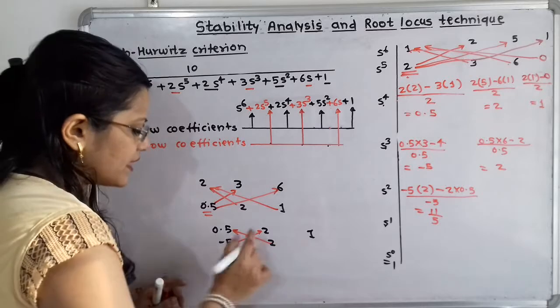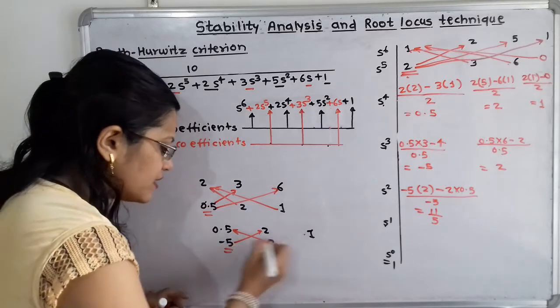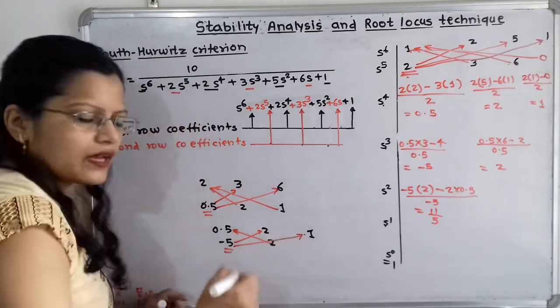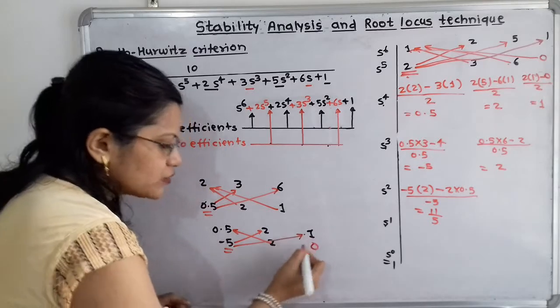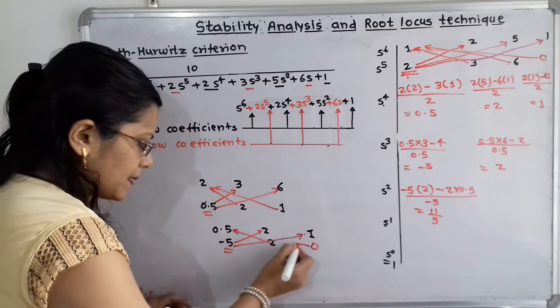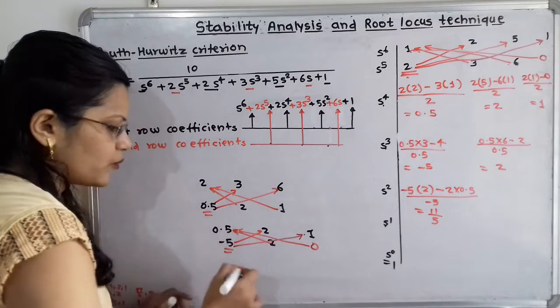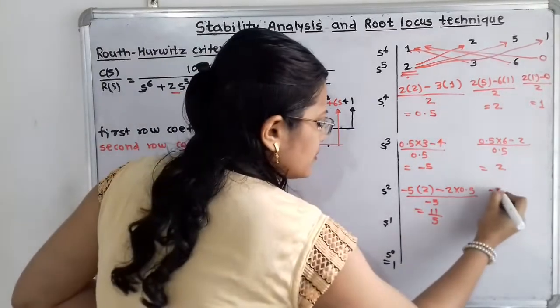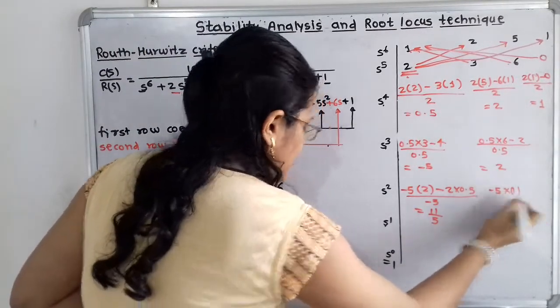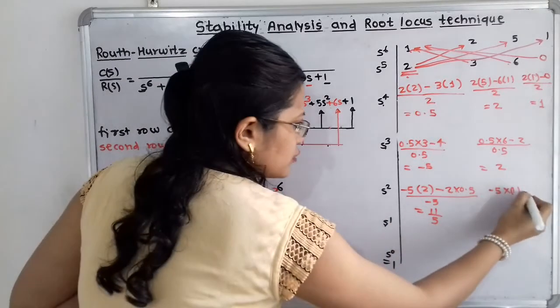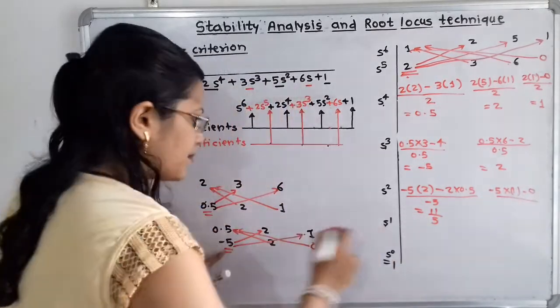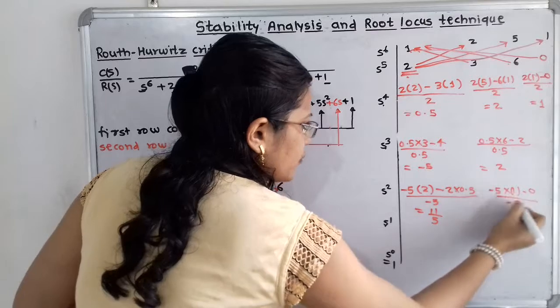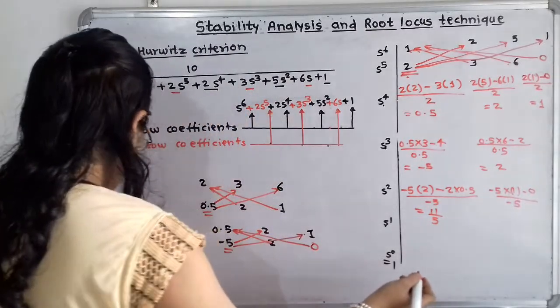Then we will move to the next. So again minus 5 into 1. Now here no number is there, so we will select 0. Then minus 0 into 0.5. So minus 5 into 1, and 0 multiplied by anything is 0. So I will write 0, divided by minus 5. If we calculate this, we will get the answer 1.